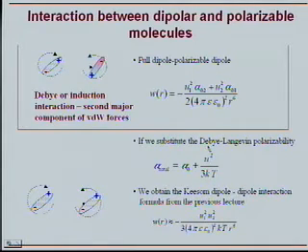Now, the question is, how do they interact? Let's say we've already derived this formula. If the dipolar moments of both molecules are 0, we're getting nothing. There is no energy of interaction. So how would they attract each other?